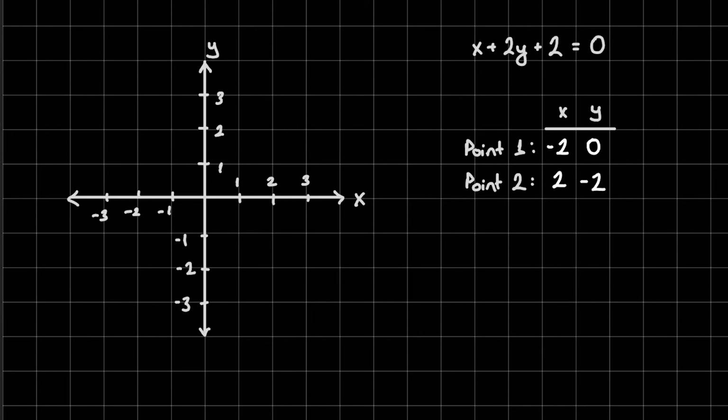Let's draw these points on the graph. First point is minus 2, 0, this one. And second point is 2, minus 2, that one. So let's draw a line that passes through both these points. And here is our line with the equation x plus 2y plus 2 equals 0.